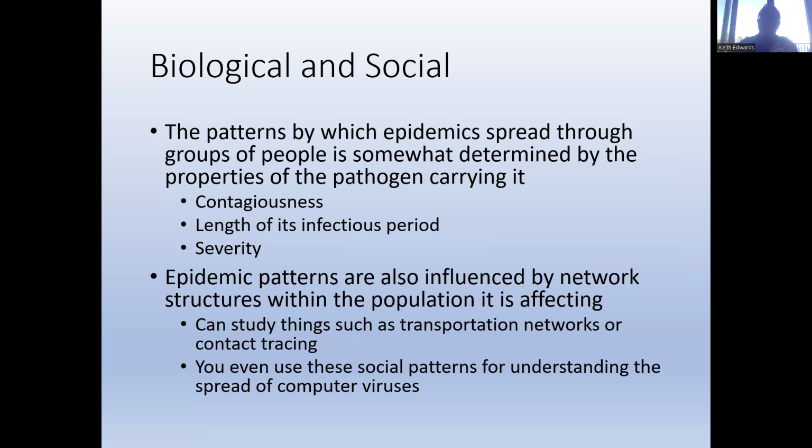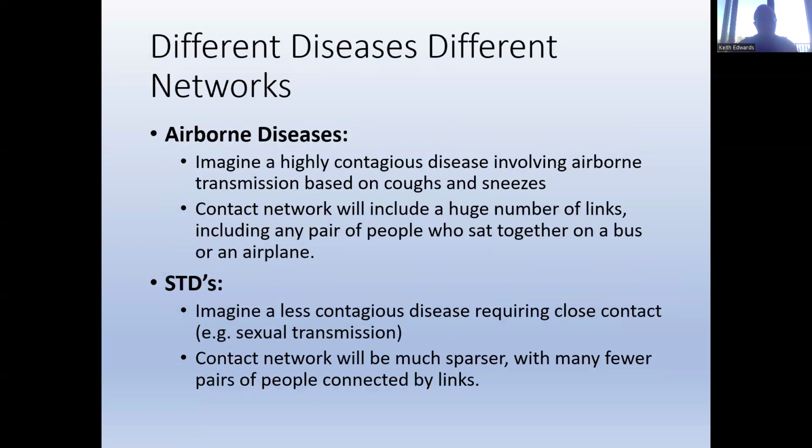But in addition to the properties of the disease itself, the patterns are also influenced by the network structures within the populations that it affects. So we can study certain things such as transportation networks or do contact tracing. And we can even use these social patterns for understanding the spread of things that are not human pathogens, such as computer viruses. Although I suppose those do impact humans.